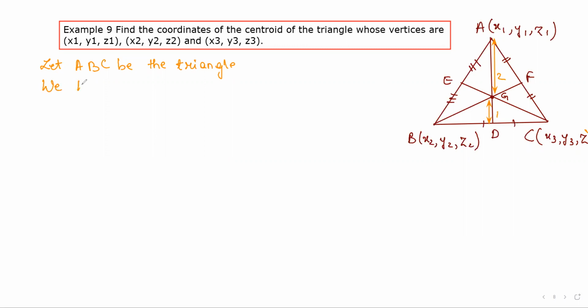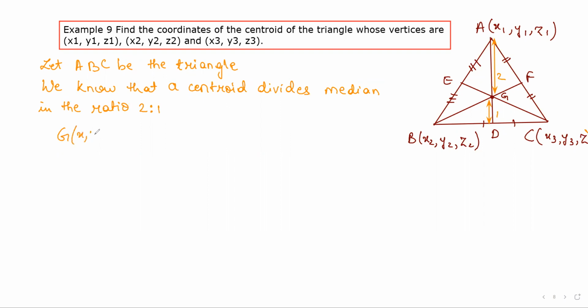We know that a centroid divides the median in the ratio 2:1. Now your job is to get the coordinates of point G. Let the coordinates of point G be x, y, z. You can get these coordinates if you have the coordinates of D, because in AD, you can apply the section formula and get the coordinates of G.